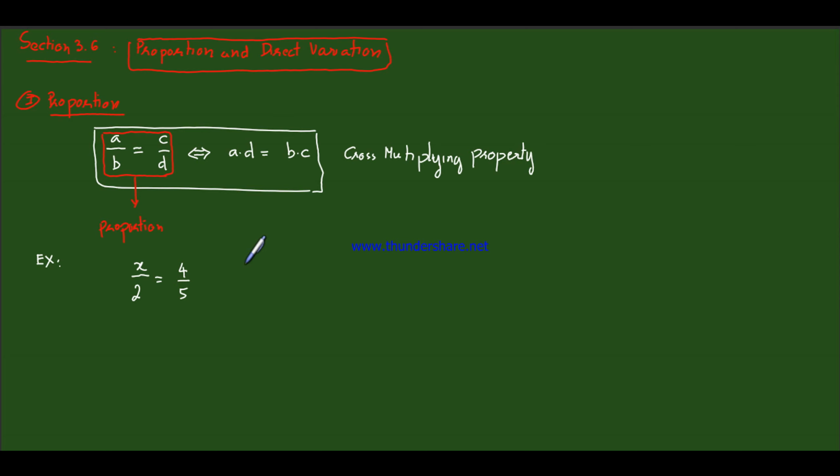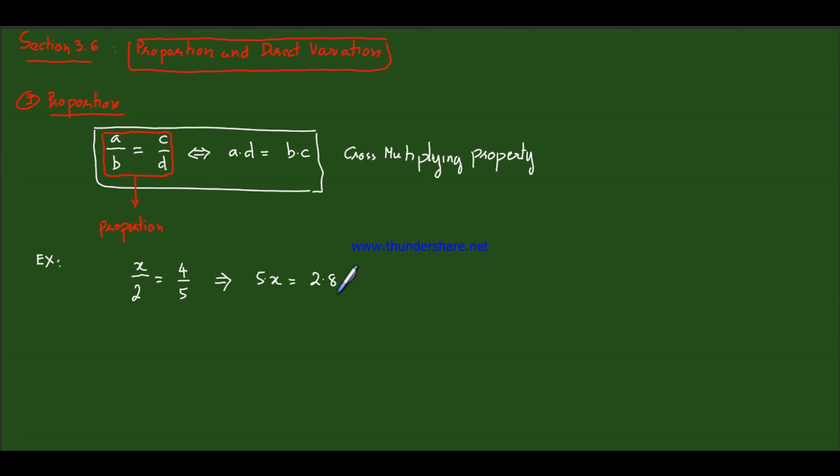Is this also an equation? Because this is an equation, we can solve for variable x. How are we going to solve for variable x? We're going to apply the cross multiply property. So from the cross multiply property, I multiply 5 by x diagonally, so 5 times x is equal to 2 times 8, right? By using the cross multiplying property.